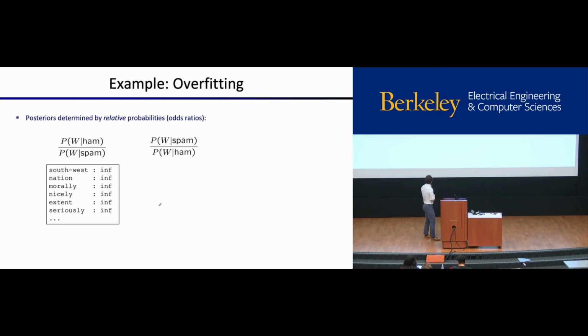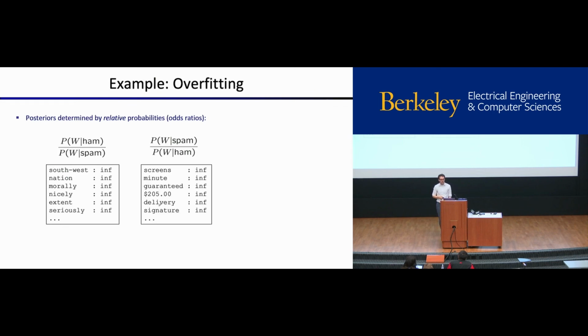So southwest is a word, sort of a weird word. I don't know why it has a hyphen in it, but if we never saw that word in our data set, then we're dividing by 0 probability of spam, and that's infinite. So if we didn't see any of these words in our spam data set, now we see infinite probabilities for this side. We think it's just got to be ham. And over here, if we never saw these words in our ham data set, that's a 0 in the denominator, and so we're infinite here as well. This is the problem that we saw earlier.